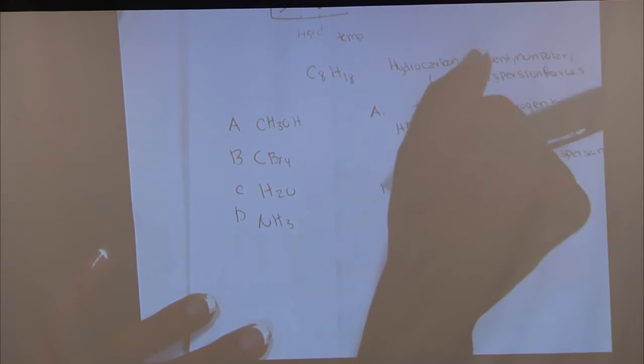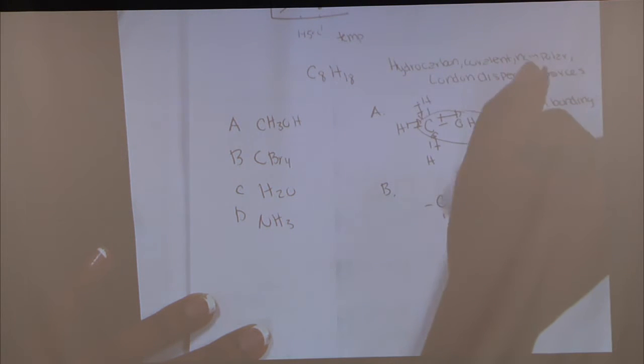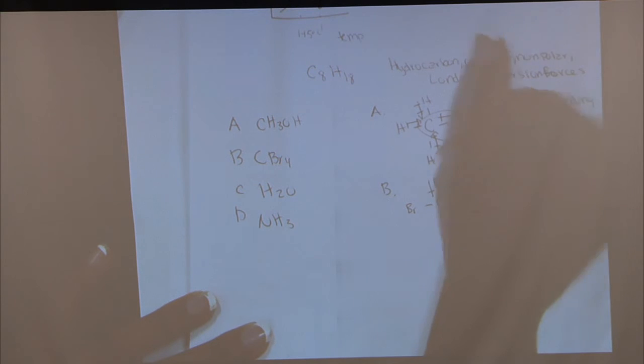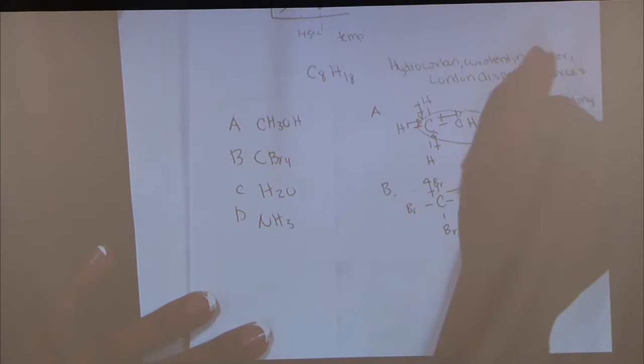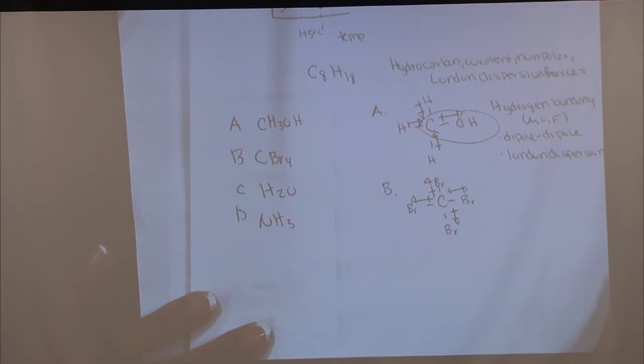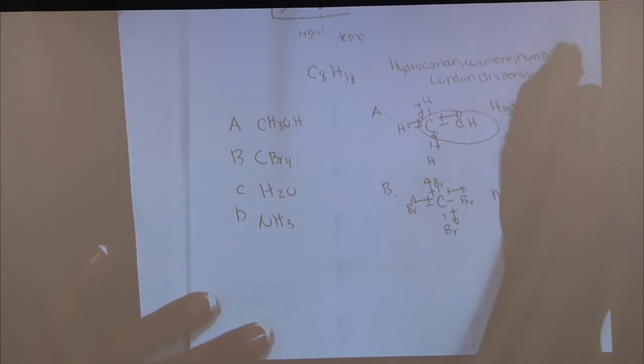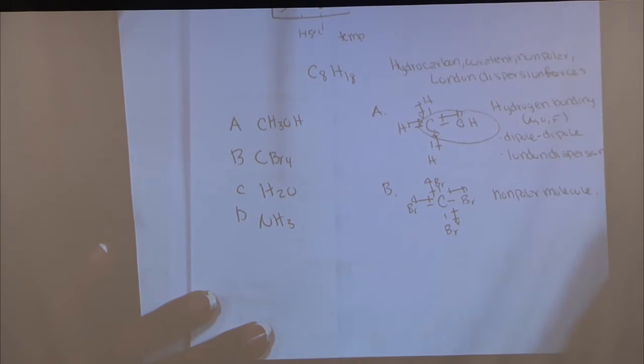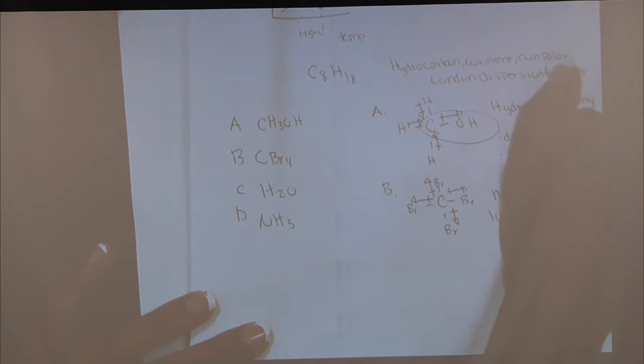Now we go on to B, which is CBr4. And so the dipoles are going to face towards the bromine, because that's the more electronegative atom. And so all the dipoles are going to cancel out, making this a nonpolar molecule, and therefore only having London dispersion forces.